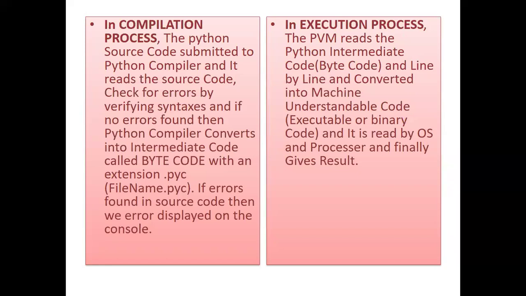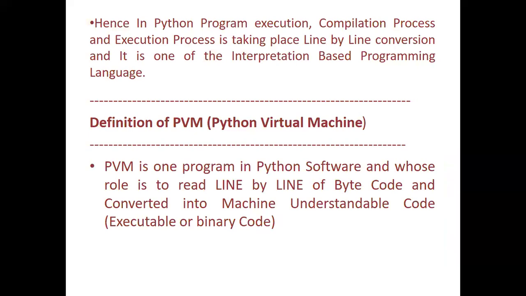Let's understand it with the help of a flowchart. But before that, in Python program execution, the compilation process and execution process take place with line by line conversion, and it is an interpretation-based programming language. Now, what is PVM? PVM means Python Virtual Machine. It is a program in the Python software whose role is to read the bytecode line by line and convert it into machine-understandable code, that is executable or binary code. Now let's understand it.